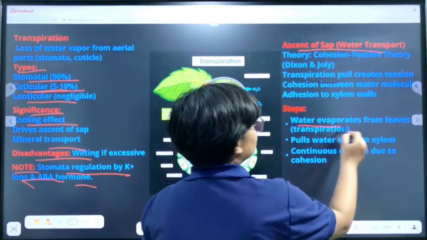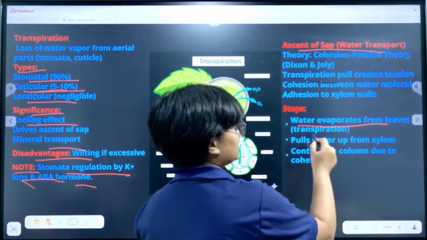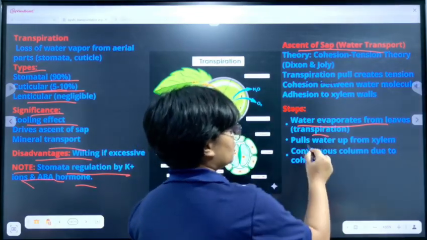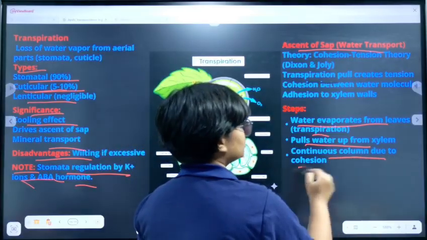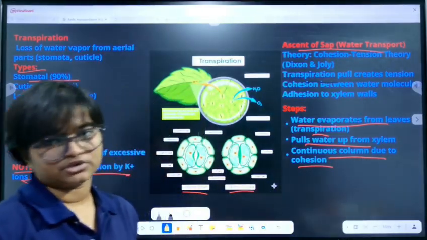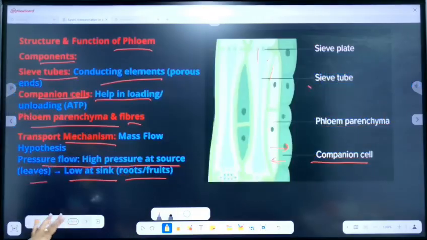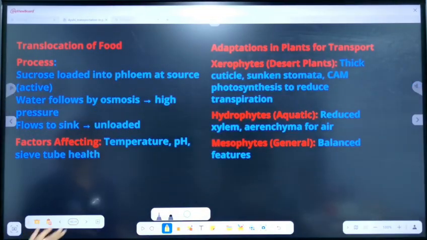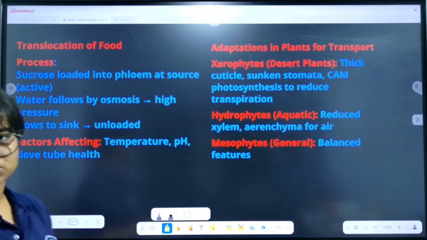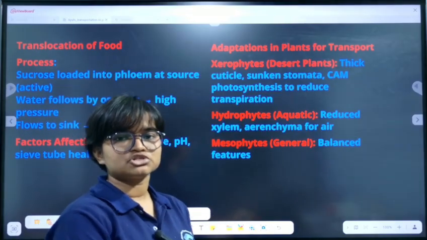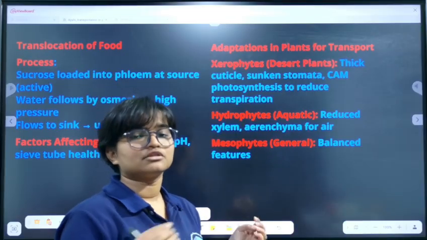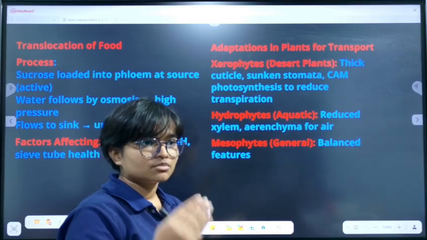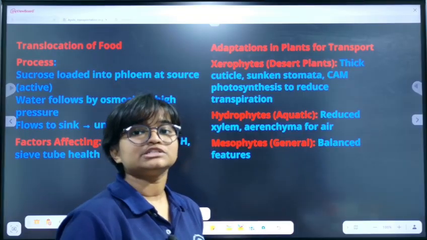Steps: water evaporates from the leaves, as happens in transpiration. Water pulls water from the xylem in a continuous column due to cohesion. That's what it is. Then translocation of food. Transpiration is only about the minerals and the water, but when the food is being circulated, it is known as translocation.